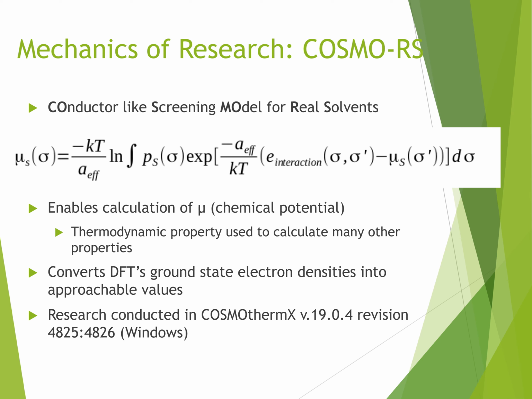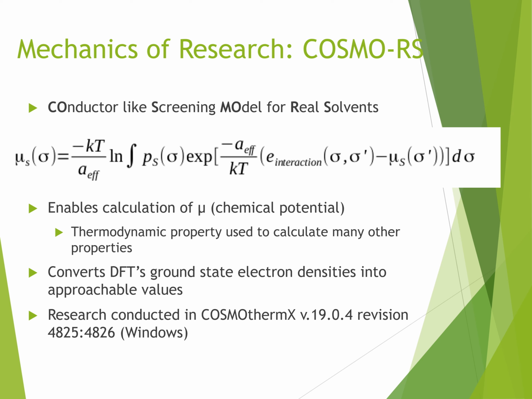COSMO-RS stands for Conductor-like Screening Model for Real Solvents. It employs this mathematical calculation of mu, which is the chemical potential. This chemical potential can be used to calculate many other properties, such as melting point, flash point, boiling point, evaporation, solubility, osmotic pressure, partitioning coefficient, liquid-liquid extraction, chromatography, and even equilibrium chemistry.